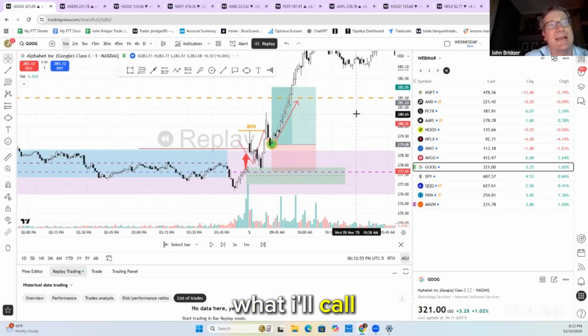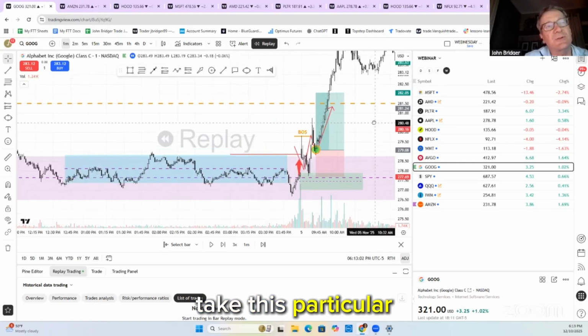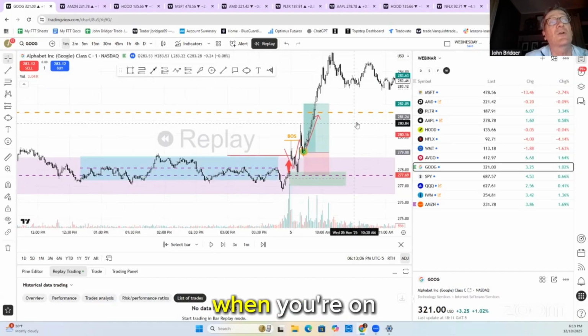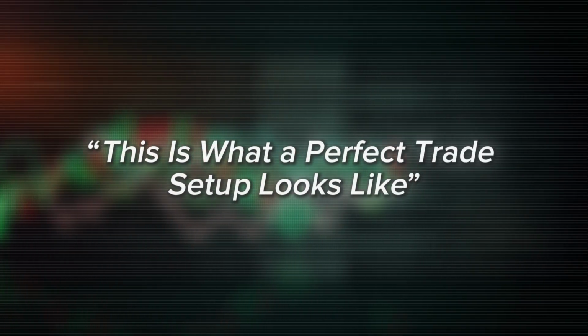This is more what I'll call a gap up retrace type trade. Personally, I don't take this particular trade as often as I used to, but it can be very good, particularly when you're on the early stages of a breakout, right?